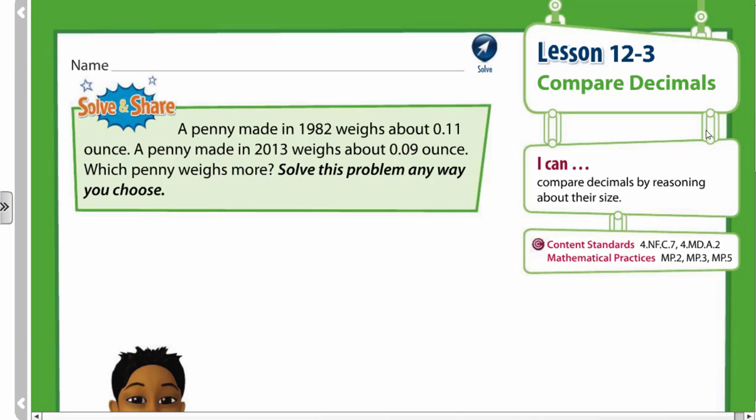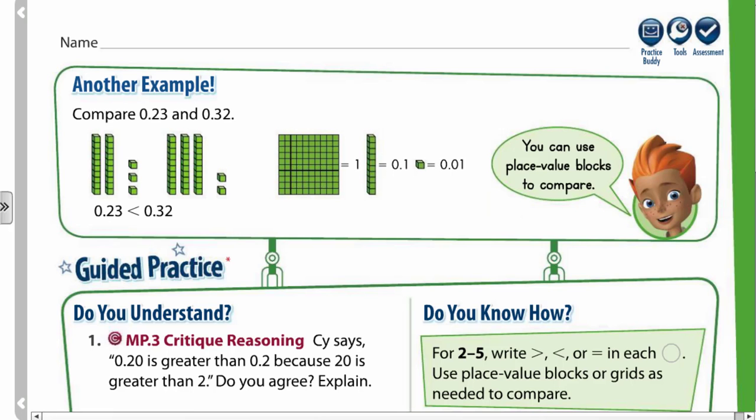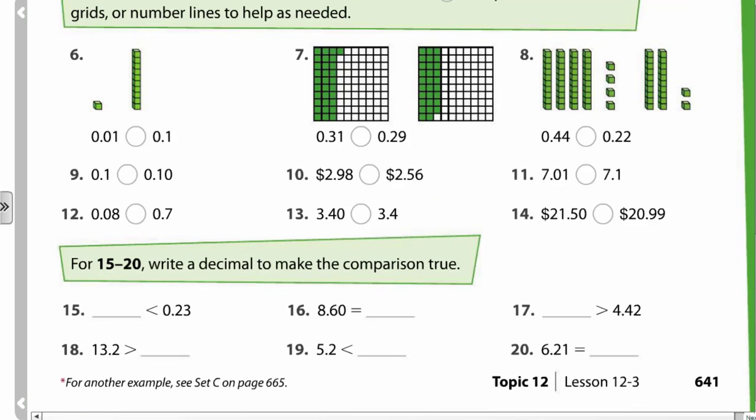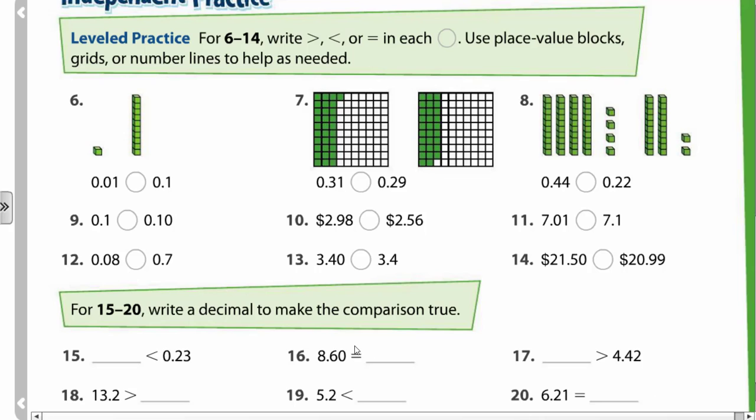Today we will continue with the third lesson in topic 12, compare decimals. What we're going to do today, we will solve questions like these. In the first group of questions, we need to write greater than, less than, or equal in the circle. And for the second group, we need to write a decimal to make the comparison true.